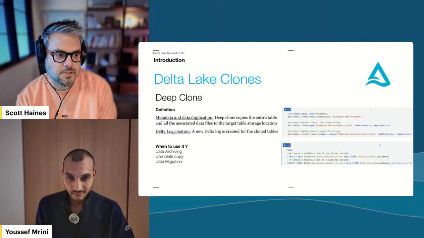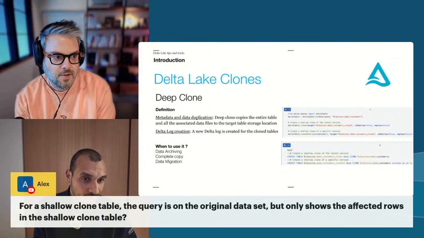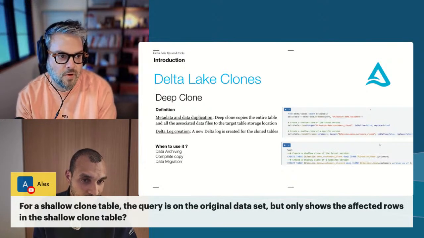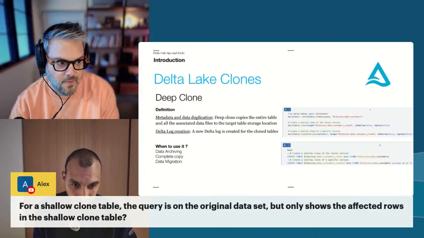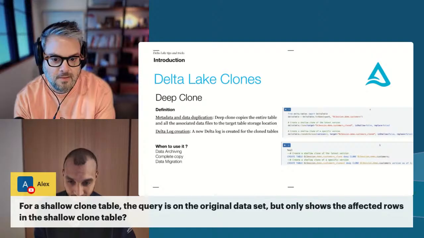We also do have a question from Alex. This is coming back to the shallow clone table. The question is, for a shallow clone table, if the query is on the original data set, but it shows the affected rows in the shallow clone table. And it is correct. So essentially it's like a pass through.